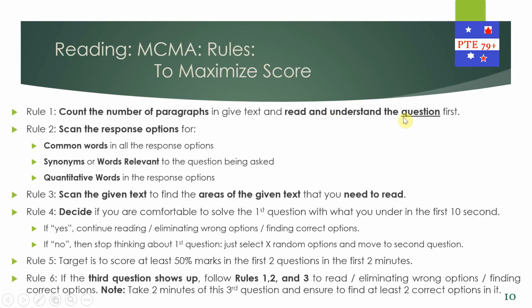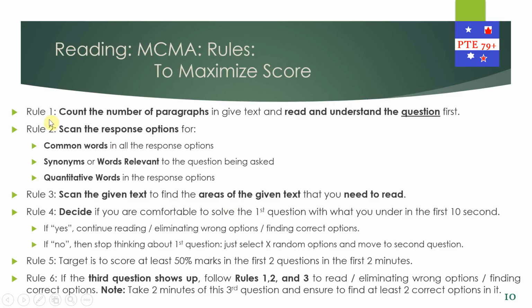After you decide that, you read the first question clearly. You need to understand the question, and then scan the response options. In the response options, there will be some common words, or synonyms, or words relevant to the question, or quantitative words. So these three kinds of words will be there in the response options: common words, synonyms, words relevant to the given question, or quantitative words. See for these in the options, and then scan the given text to find areas in the text that you need to read. We are not going to read the entire text, we will only read the areas of text where the answers could be.